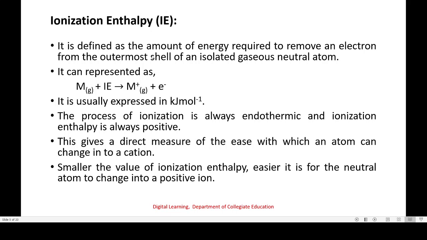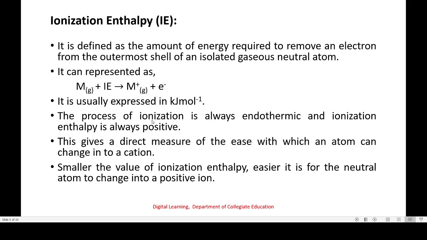It is defined as the amount of energy which is required to remove an electron from the outermost shell of an isolated gaseous neutral atom. And it can be represented by the simple equation. M represents the element in the gaseous neutral state, and with ionization energy, an electron is removed and this is getting converted into a gaseous cation and an electron is liberated, and this is usually expressed in kilojoules per mole.